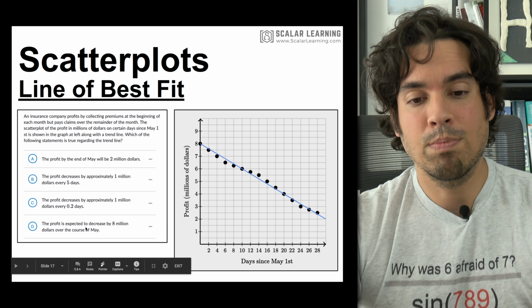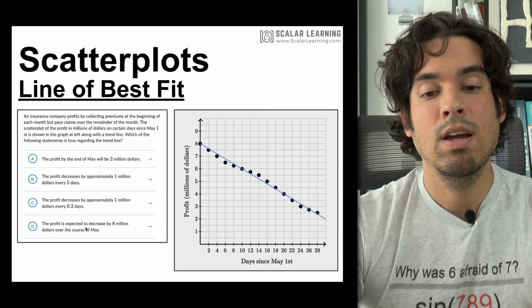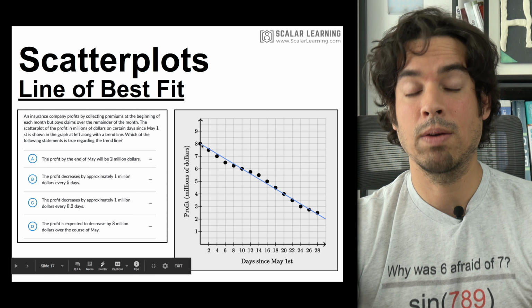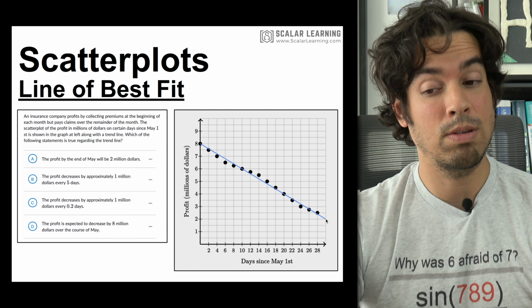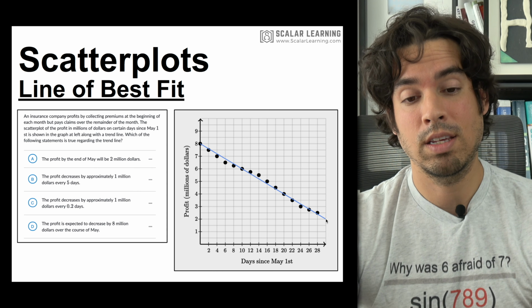Then let's look at D. The profit is expected to decrease by $8 million over the course of May. Well, it starts at $8 million, but the prediction is that it's expected to decrease only by $6 million as it appears. So I'd say that's out as well.